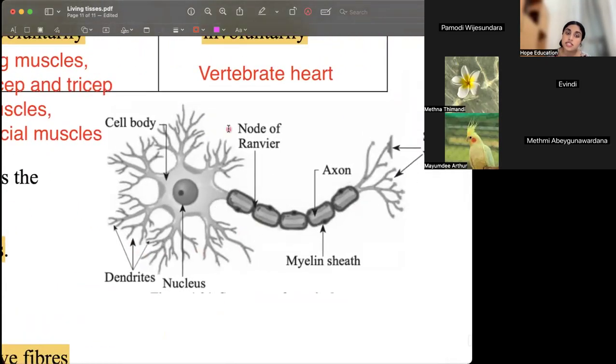The neuron receives messages through dendrites. Dendrites are the ones that receive the message from one neuron. Then the message is passed to the next neuron by the axon. So dendrites receive stimuli or the impulses. Axon transmits them away, out of the neuron. Okay.